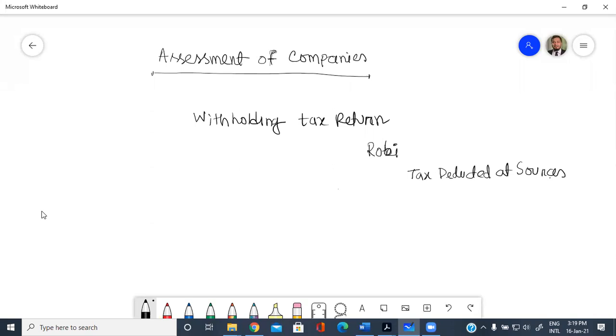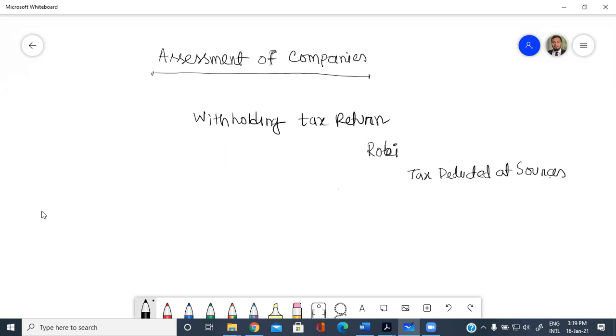Have we got the question? On behalf of the tax authority, Robi will be responsible for deducting a certain percentage of the salary in the name of TDS. Yes, sir. Okay.